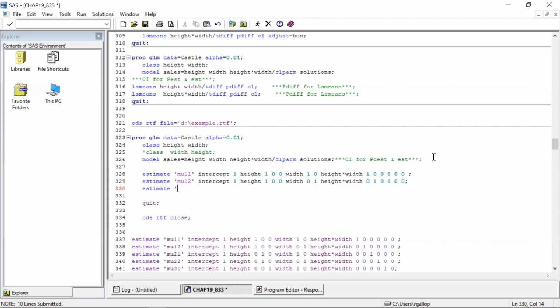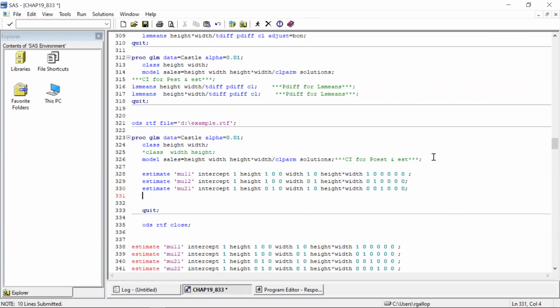Then we do the same thing, mu2, 1. So we got the intercept and getting the cell mean. Height, we're at level 2. Width, we're at level 1. Then the height star width interaction, we go height 1 with 1. Height 1 with 2. Height 2 with 1. Height 2 with 2. Height 3 with 1. Height 3 with 2. So again, we got the widths iterating within the heights.